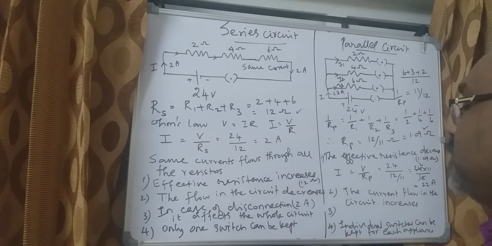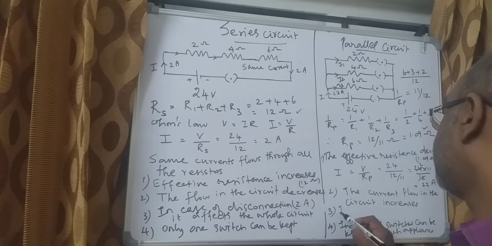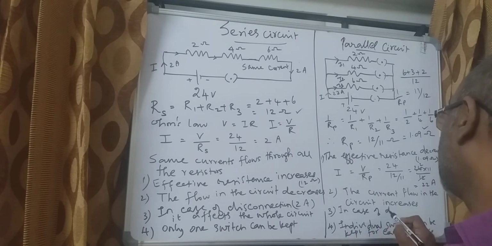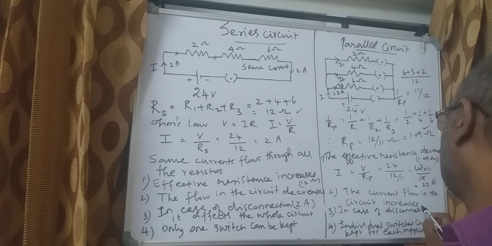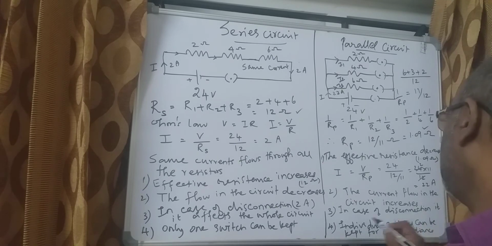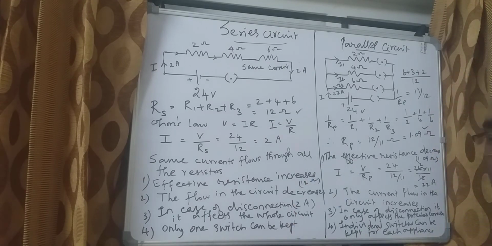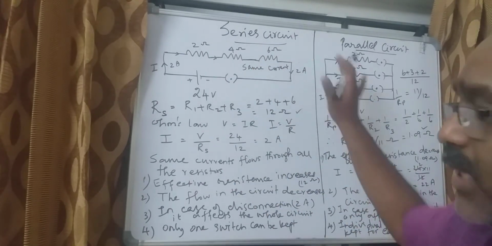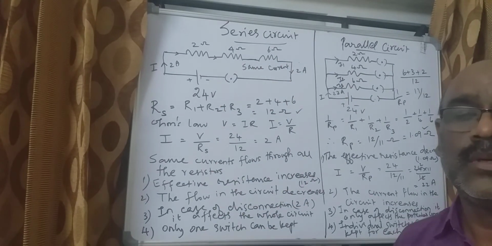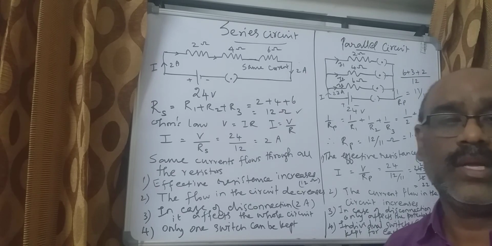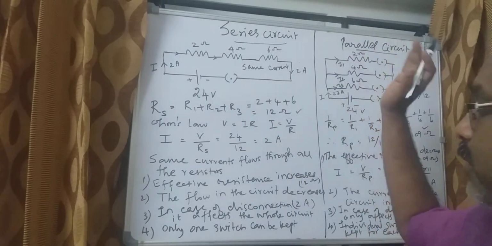And the third point is, in case of disconnection, it only affects the particular connection. So, these are all the main things which we have to consider when we are connecting the series and the parallel circuit.